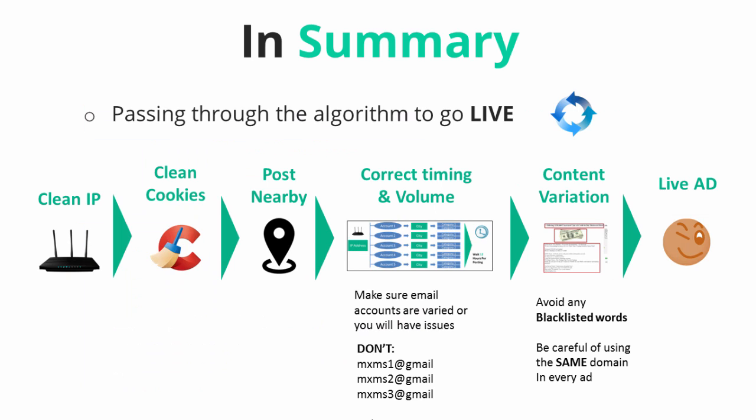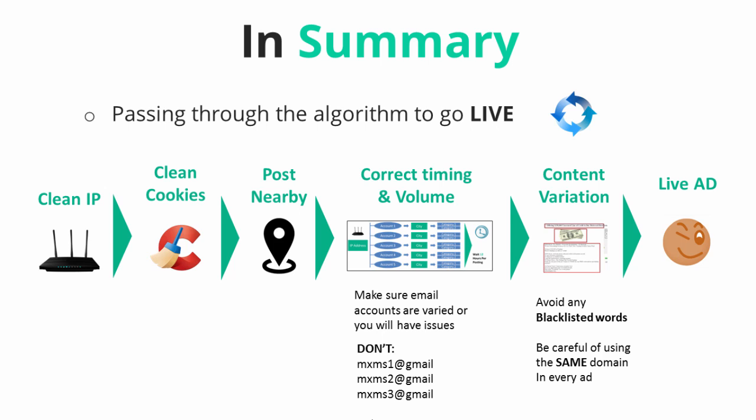So in summary, this is what we've come to: passing the algorithm to go live. This is exactly what you need to make sure all your ads go live. Okay, so a clean IP, make sure that your IP has no hits against it. Make sure if you are using a VPN or a proxy or whatever, that those IPs are in good standing with Craigslist. Then every single time before you even boot up a browser, you want to clean out your cookies and then log into your local Craigslist.